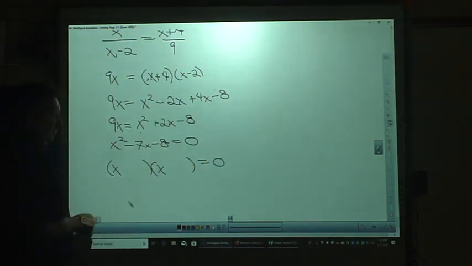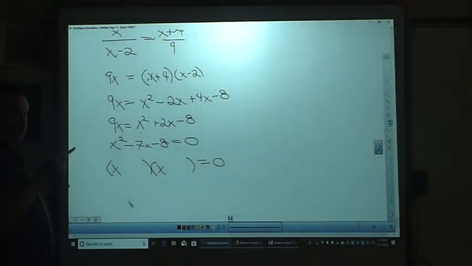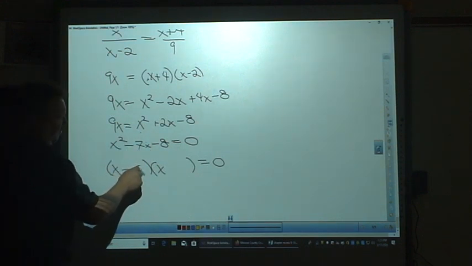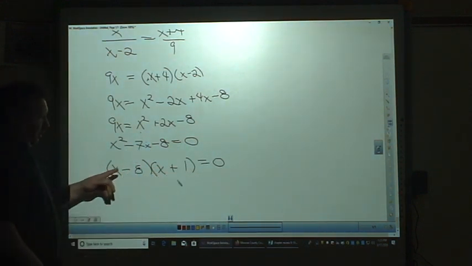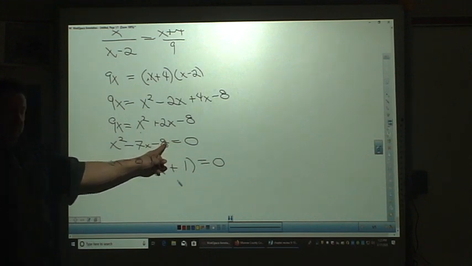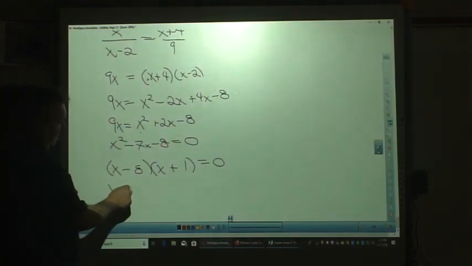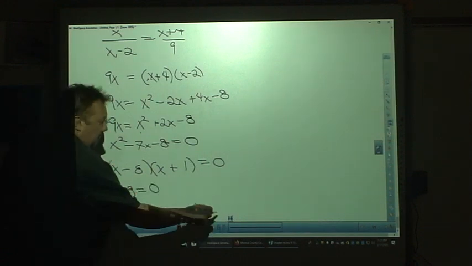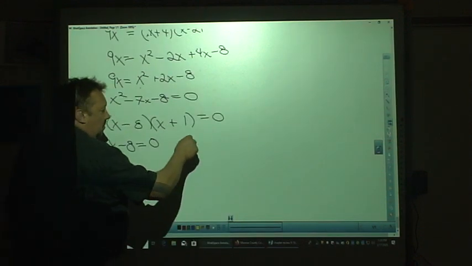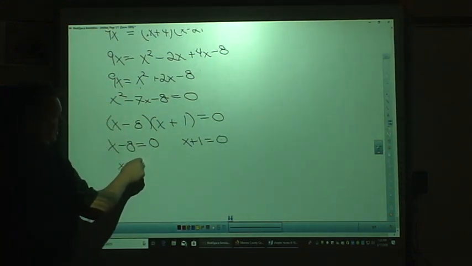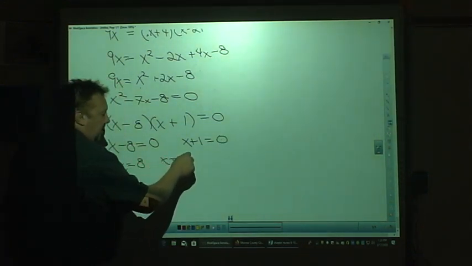We know it's going to be x and x. Two numbers that multiply give me negative 8 when I multiply. So negative 8 and 1 or 1 and negative 8. But I want a negative 7 here, so I'm going to do minus 8 plus 1. When I multiply those, I get negative 8. When I add those, I get negative 7. Set them both up equal to 0. We get x equals 8 and x equals -1.